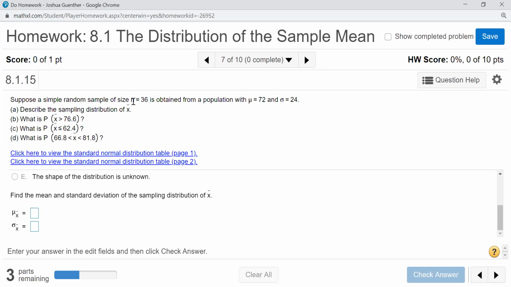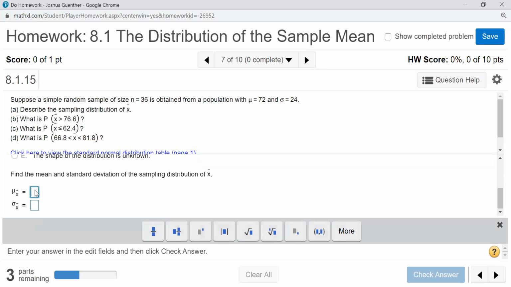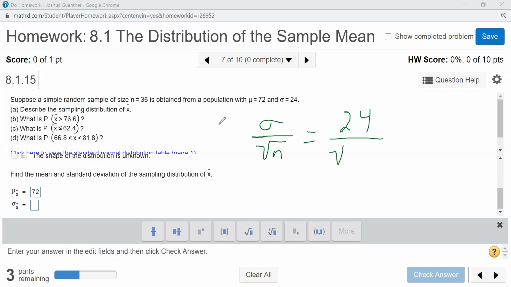So suppose a simple random sample of size 36 is obtained. The original population has a mean of 72 and a standard deviation of 24. So let's find the mean and standard deviation of the sampling distribution of X bar. The means are going to be the same. Don't even have to think about it. The standard deviation is going to be sigma over the square root of n. So it's going to be 24 over the square root of 36, because 36 is the sample size.